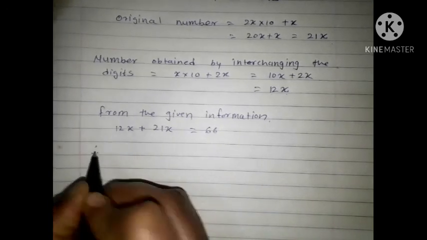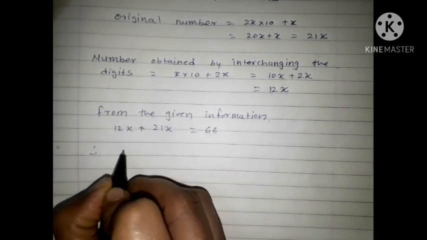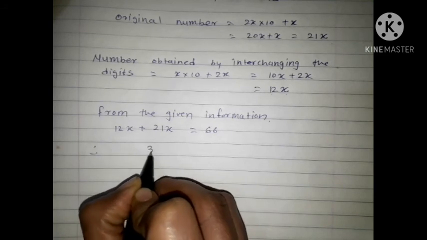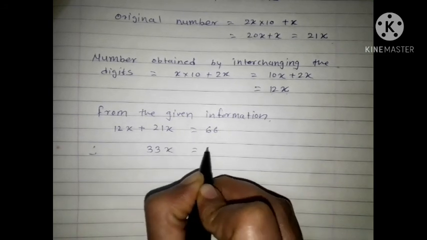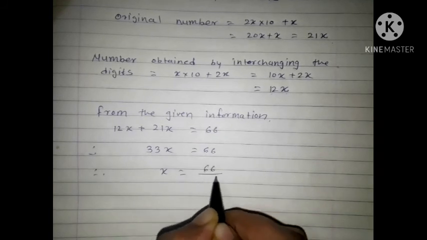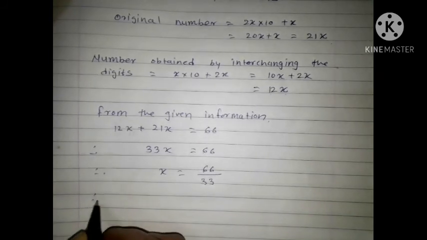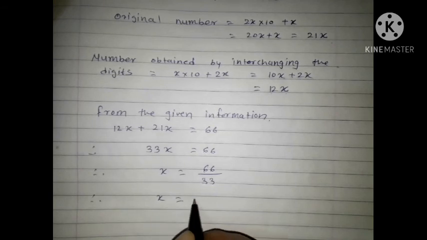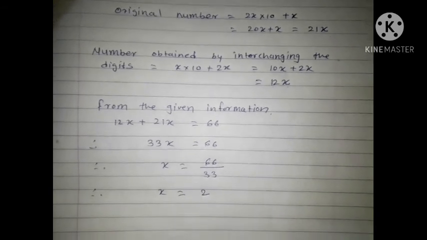Therefore 12x plus 21x is 33x, which is equal to 66. Therefore x is equal to 66 divided by 33. Therefore x is equal to 2.